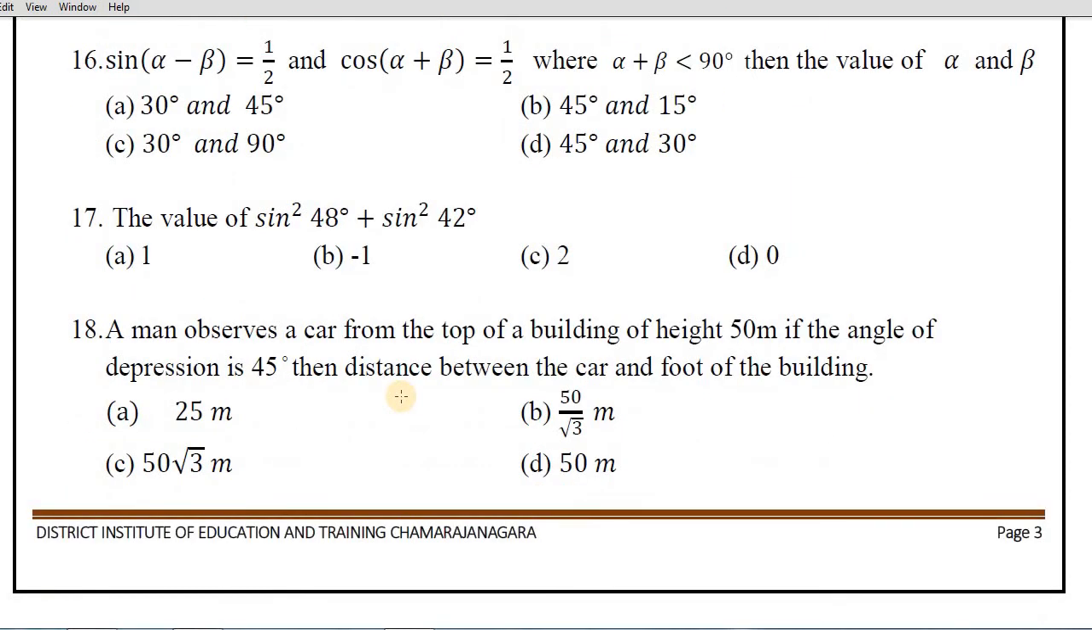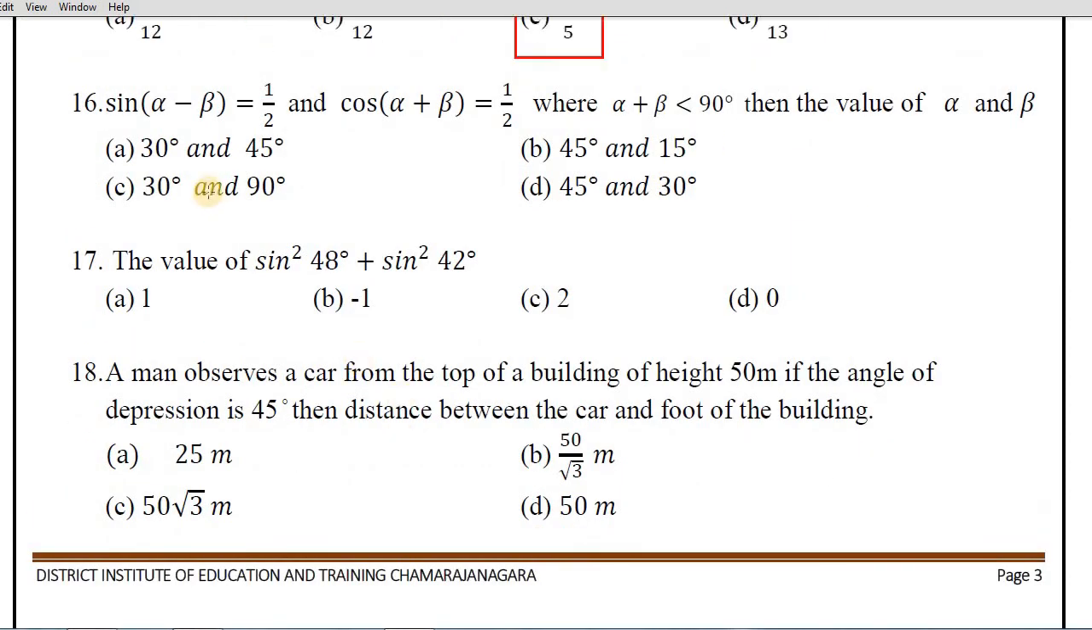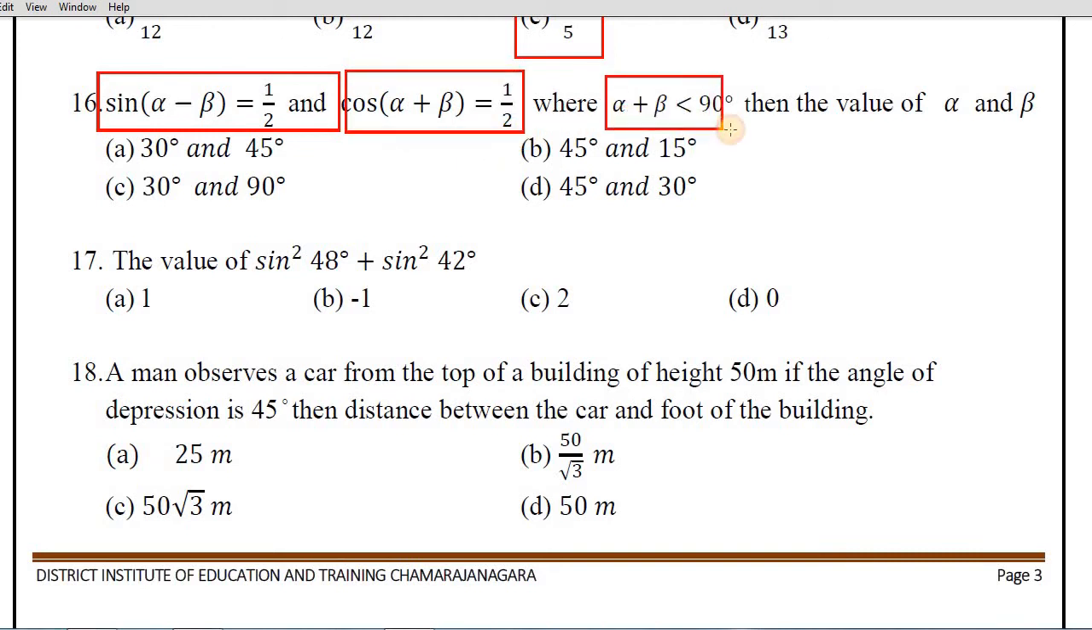Next let us take question number 16. Same kind of questions we have seen in the model question paper. So it is very important and a little complicated one. Sin (alpha minus beta) is equal to 1 by 2 and cos (alpha plus beta) is equal to 1 by 2, where alpha plus beta is less than 90 degree, then find the value of alpha and beta. Understand the things clearly, children.